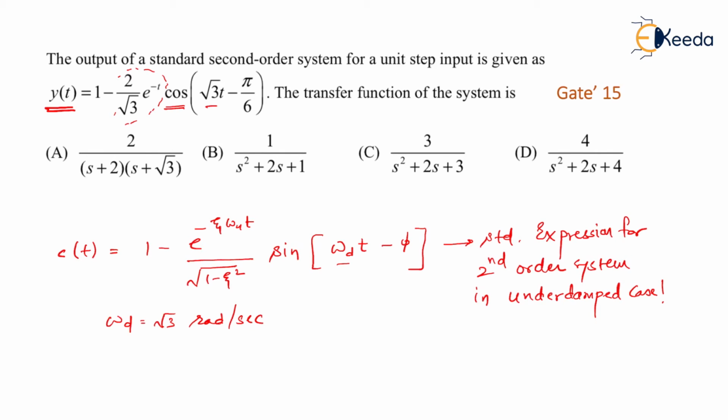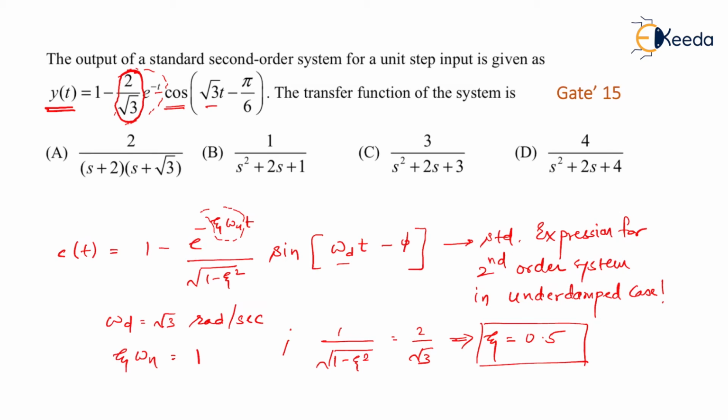Then, if you compare this, here the coefficient of t is 1. So I would say zeta omega n is equal to 1. Am I right? Next, the coefficient, that is 2 by root 3, can be compared with 1 upon root over 1 minus zeta square, and this whole is equal to 2 by root 3. So in this case, only zeta is unknown, am I right? So just solve it. You'll get the value of zeta to be 0.5.